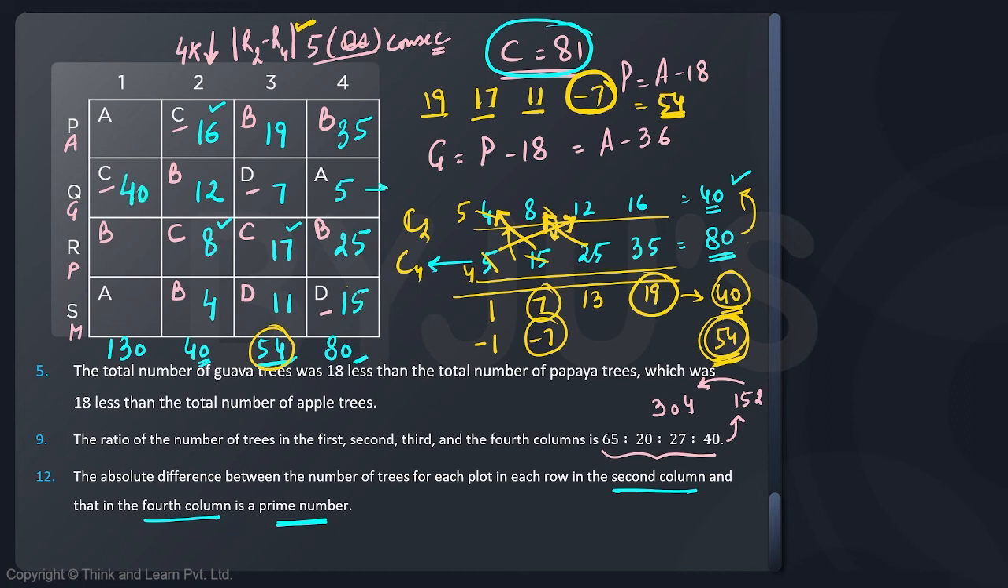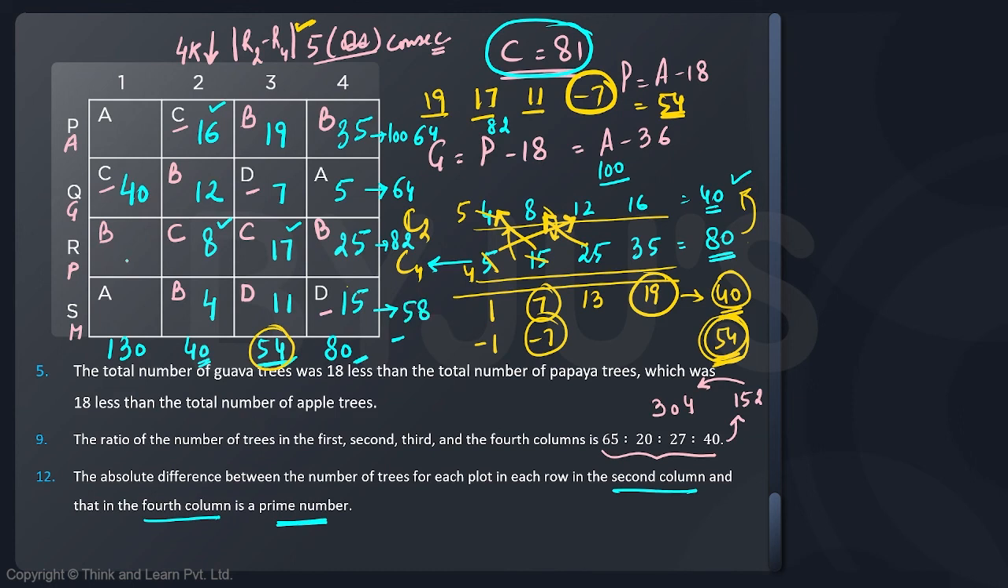This gives me the total number of guava trees as 40 plus 12, 52 plus 12, 64. If guava trees are 64, papaya trees are 64 plus 18, that is 82. Apple trees are 64 plus 36, that is equal to 100. So we have a total of 100 apple trees and 82 papaya trees, and subtract all of them from 304, you will get the mango trees as well. So 164 plus 82 is equal to 246. Subtracted from 304, there are 58 mango trees.